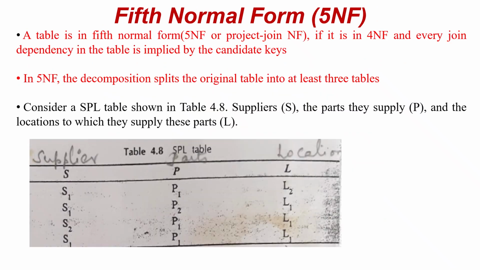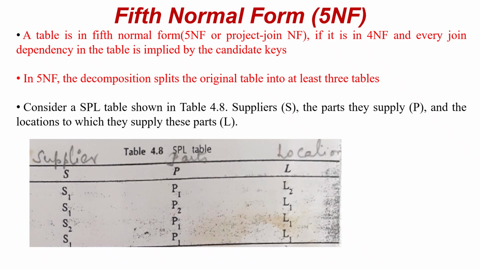The next is the fifth normal form. A table is in fifth normal form, or we can call it project join normal form, if it is in fourth normal form, and every join dependency in the table is implied by the candidate keys. In 5NF, the decomposition splits the original table into at least three tables.